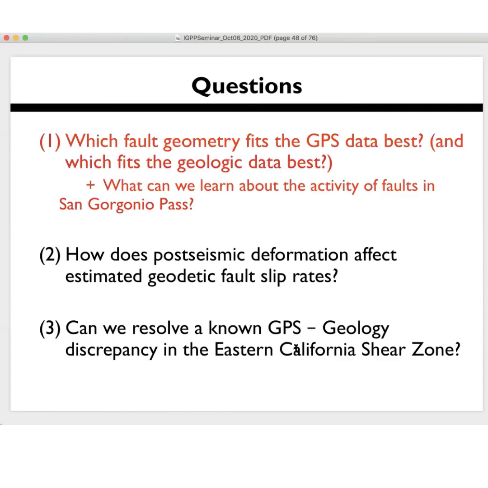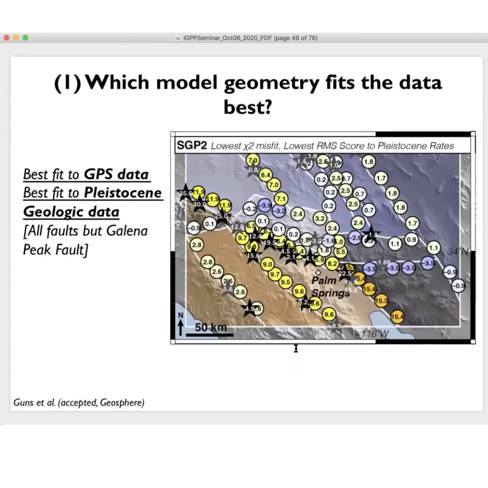So first and foremost, which models fit the data best? This is our best fitting model to the GPS data. In addition, it's also our best fitting model to the older Pleistocene geologic data, which is interesting. I won't make you stare at this for very long, but it represents all faults in the model except a very small fault in San Gorgonio Pass called the Galena Peak Fault. And these are the slip rates we get out of this best fitting fault geometry to the GPS data.